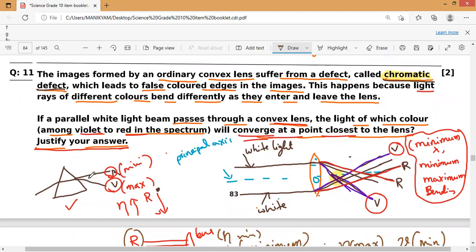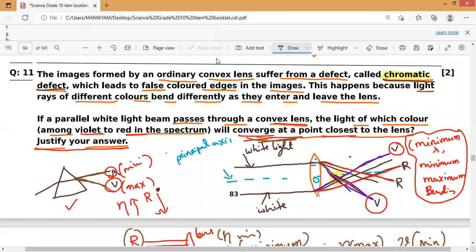Unless you know the dispersion of light through the prism, the same concept we have to apply here. In dispersion of light, violet light bends maximum and red light bends minimum. So the same concept we apply here. So closest to the lens, deviating and converging, is violet light. That's all the answer.